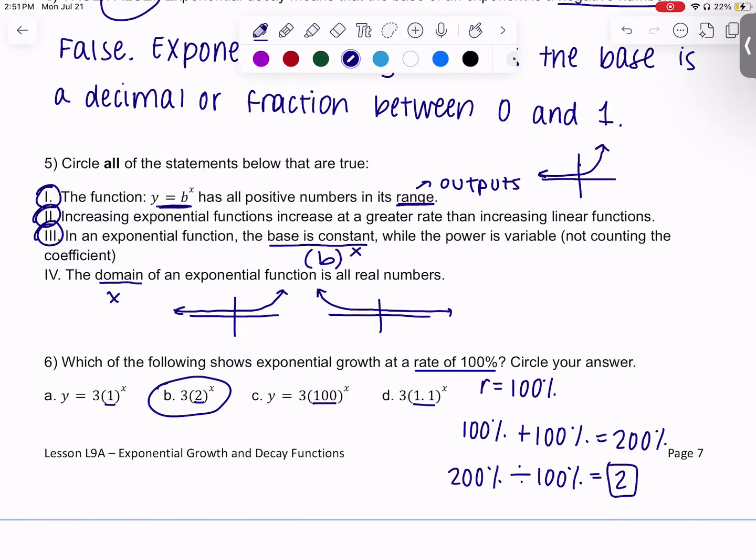Every year we multiply by 2. If we have a growth rate of 100%, we're doubling the original amount every year. We start with 100%, we increase by 100%.